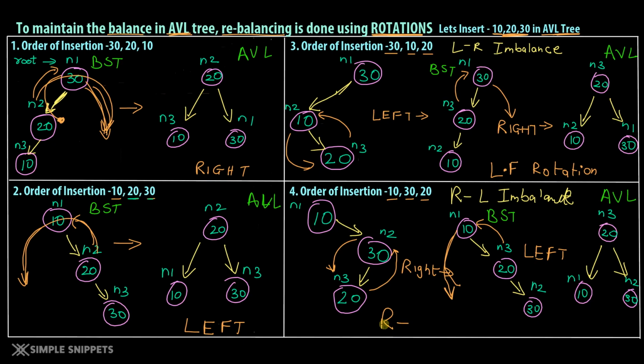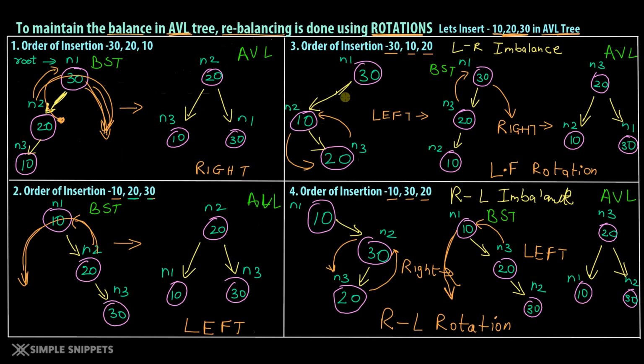So R, that is right, then we have left and rotation. Okay, so these are the four basic types of rotations which are done on imbalanced binary search trees to perform the balancing or rebalancing and make the binary search tree an AVL tree.